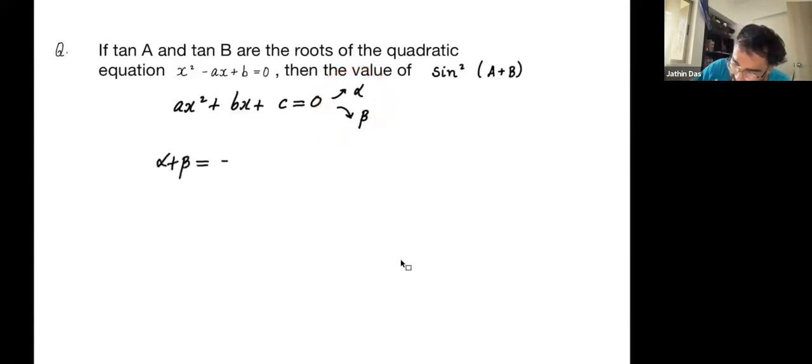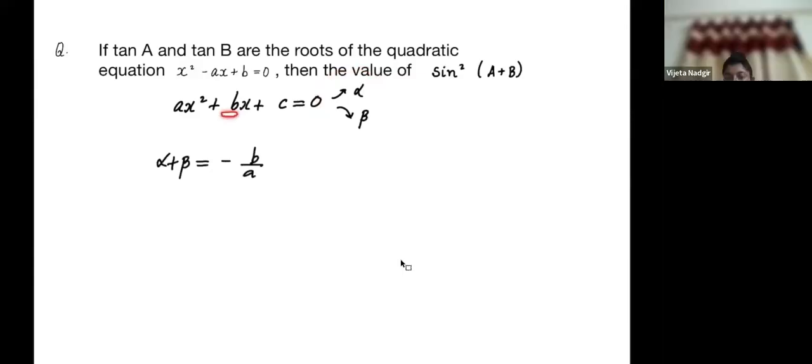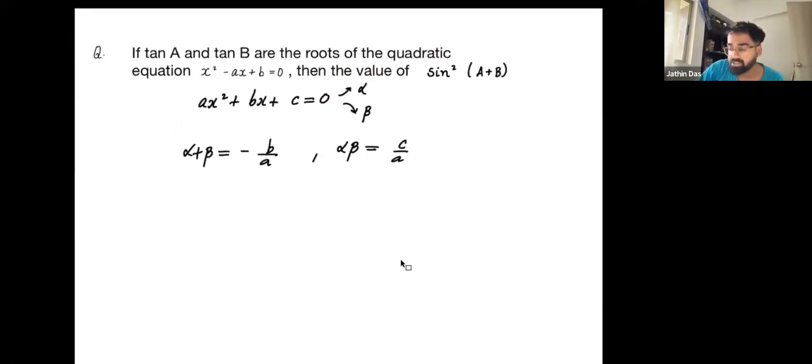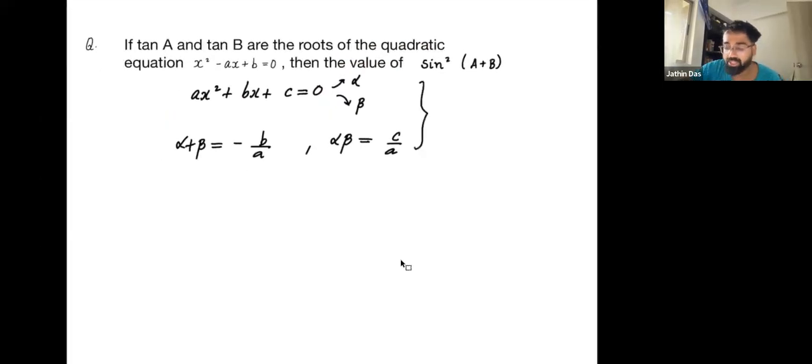You know, minus b by a, minus this coefficient by this coefficient, if you remember. And product of roots will be c by a. This is the basics. We will do it in quadratic anyhow. So now in this question the equation is like this, and both have roots tan a and tan b.